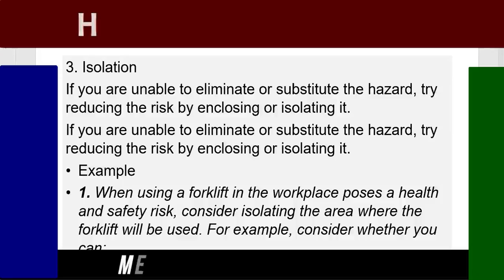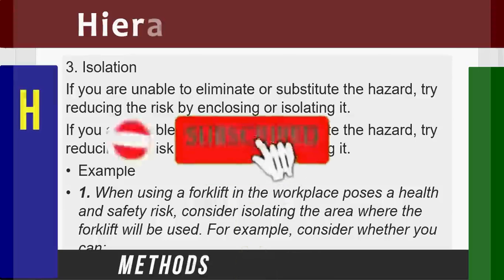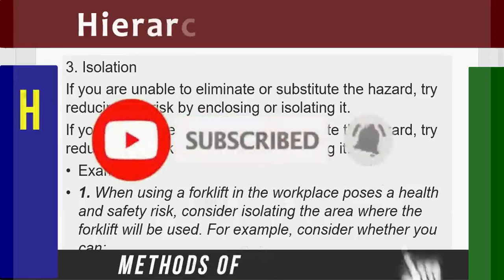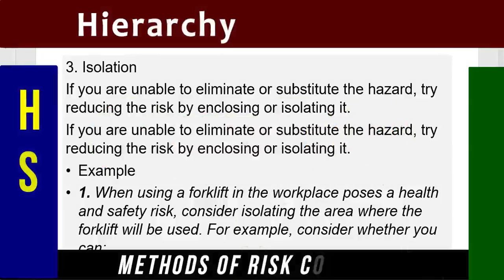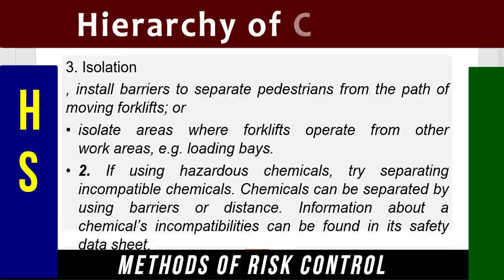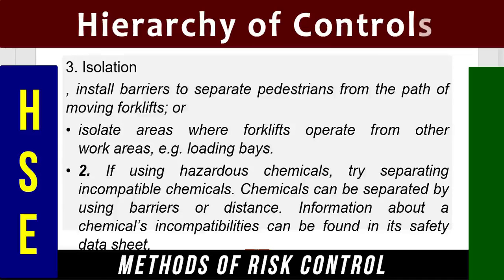For example, when using a forklift in the workplace poses a health and safety risk, consider isolating the area where the forklift will be used. For example, consider whether you can install barriers to separate pedestrians from the path of moving forklifts, or isolate areas where forklifts operate from other work areas, for example, loading bays.